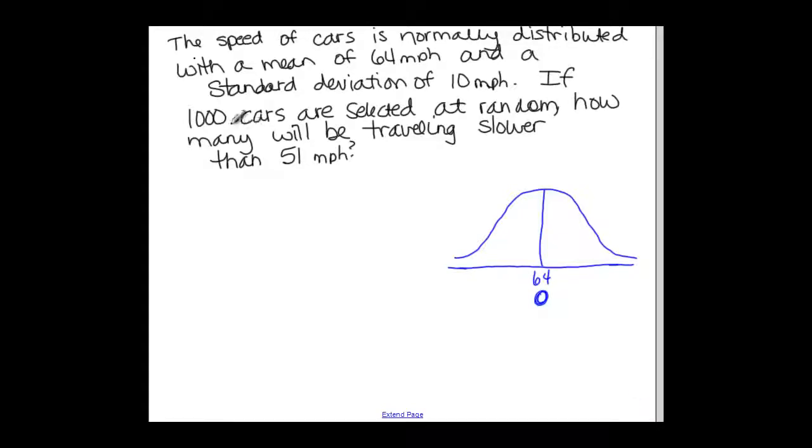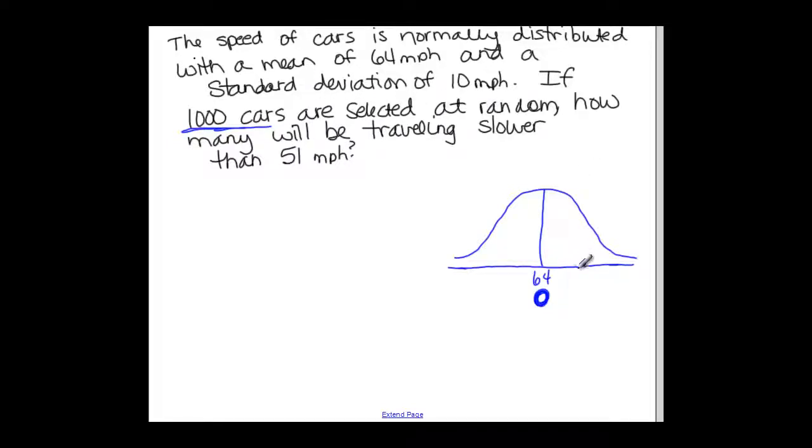Here we have another example, and it's a little bit different, so let's pay attention to the question that's being asked here. It says the speed of cars is normally distributed with a mean of 64 miles per hour. I've indicated that on my bell curve, normal curve. 64 miles per hour is the mean, so it has a z-score of 0 and a standard deviation of 10 miles an hour.